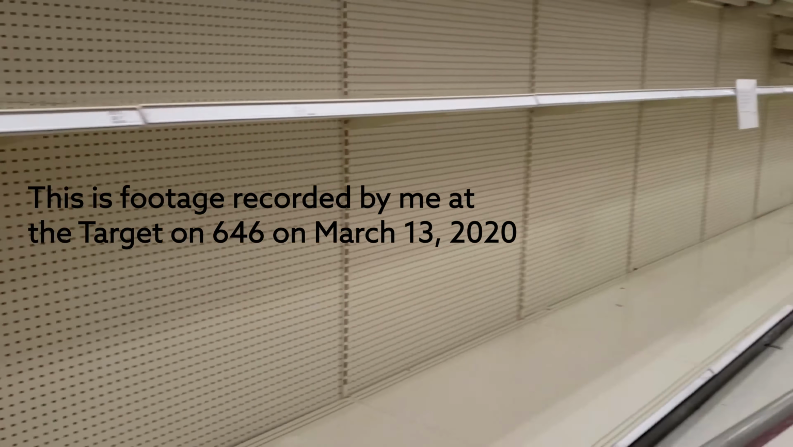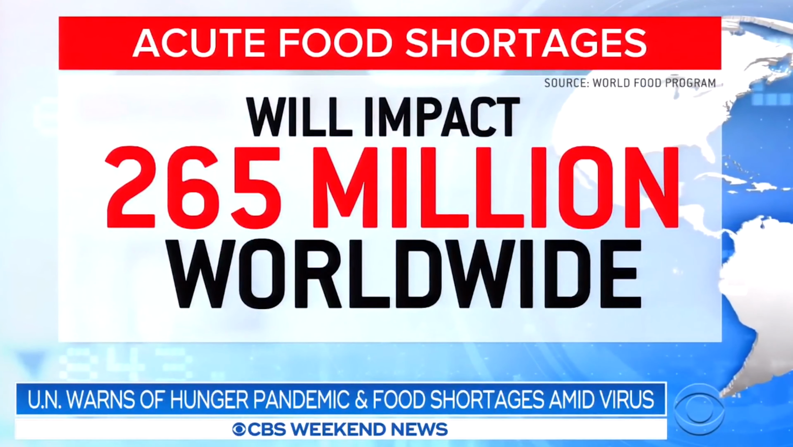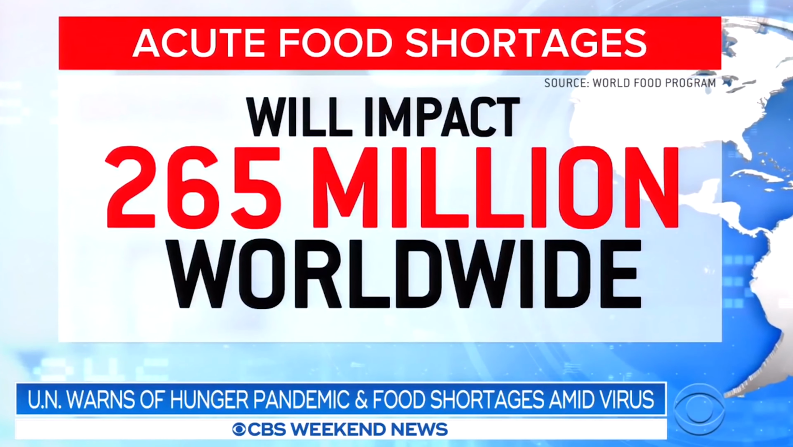Now, the United Nations is warning the coronavirus crisis has put the world on the brink of a hunger pandemic. 265 million people could face acute food shortages by the end of the year. That is double last year's projections.